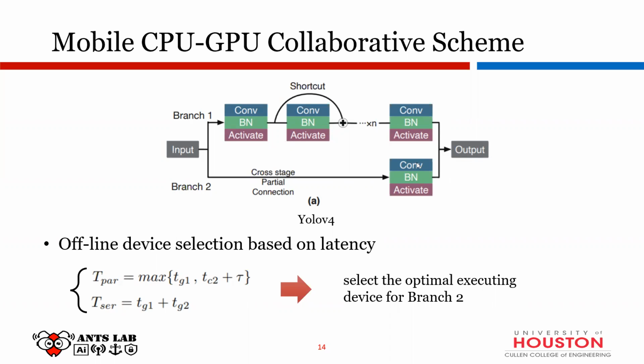Yeah, I think so. So the question is, when we have these two branches, we want to parallelize them across the GPU and CPU, right? Then how can we guarantee the CPU and the GPU can finish their amount of work at roughly the same time? Otherwise, the GPU has to wait for the CPU, or the CPU has to wait for the GPU.